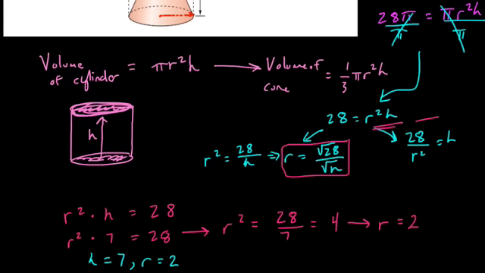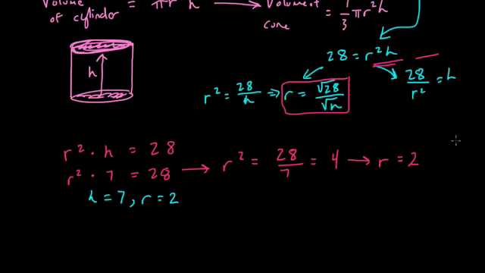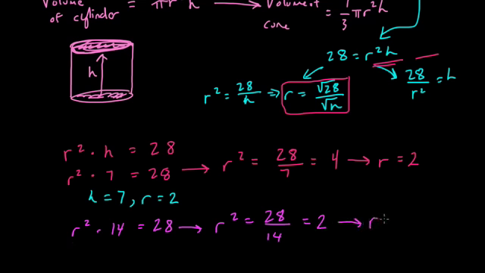But there are other factors, and we can keep going with this. H could be 14. It's also a factor of 28. So 14 times what squared is equal to 28? Well, again, we solve the same way. R squared equals 28 over 14, which equals 2. Take the square root of that, and r is equal to the square root of 2. So now, in this case, what happens is that h is equal to what? Well, 14, and r is equal to the square root of 2. And we can keep going.